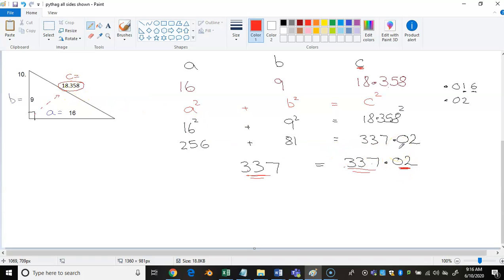Now that's not a proof of why this works. It's simply showing that we can put the numbers from any right-angled triangle into this A squared plus B squared equals C squared formula, and it will work. The two sides will balance.